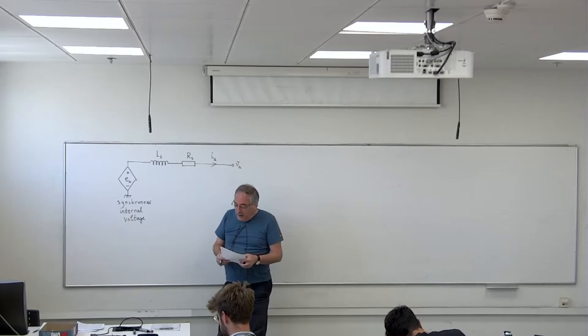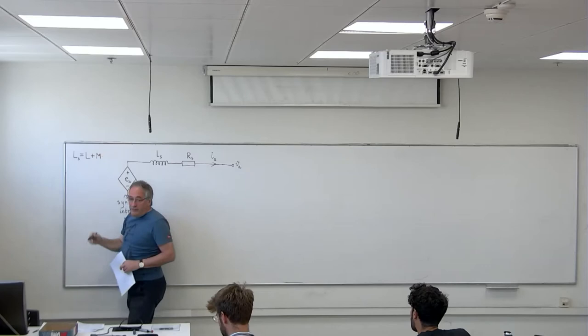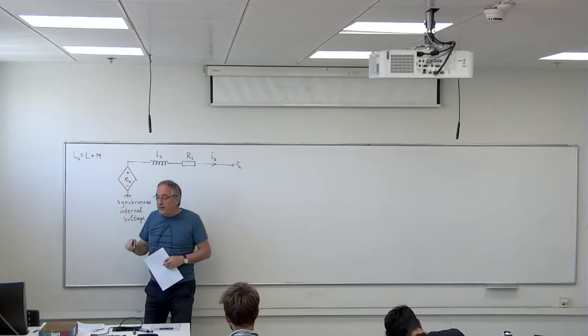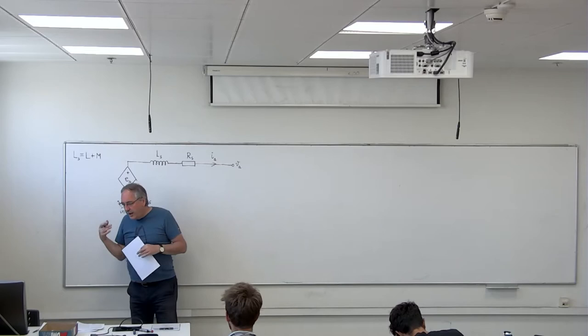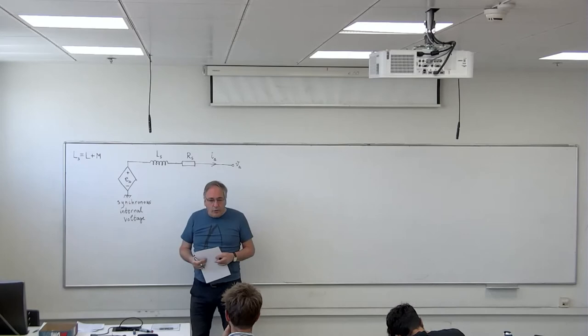Remember that we have obtained this LS as being L plus M, where L was the self-inductance of a stator winding, and minus M was a mutual inductance between two different stator windings. I don't repeat why we obtained this, but from some computations we did last time, we obtained this. And RS is just the usual resistance of one stator winding.